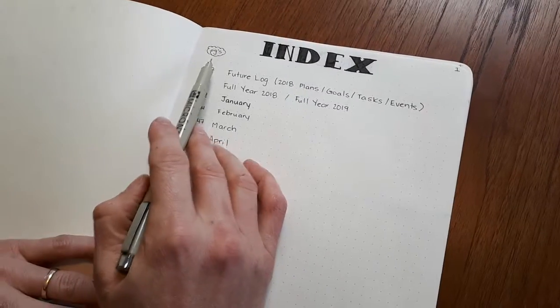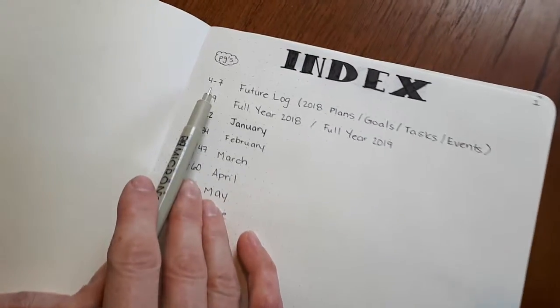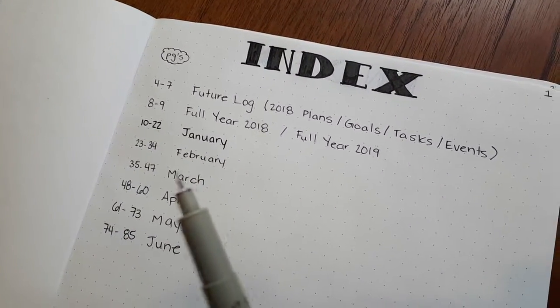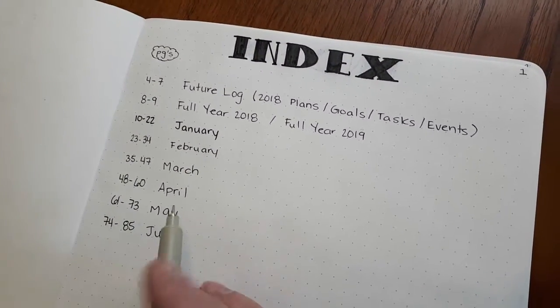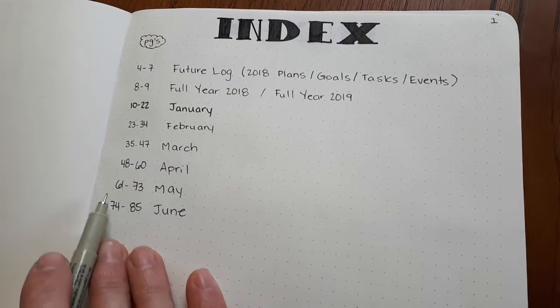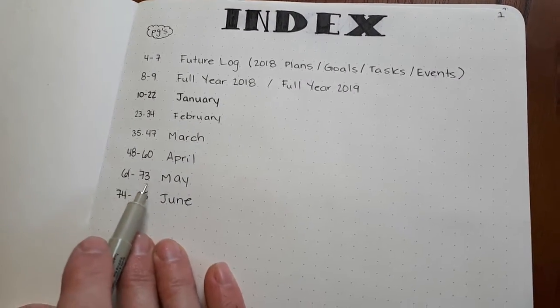Your index is what's going to indicate the page number and what's on it. I like to call it a table of contents personally, but you can call it whatever you'd like, but just know that this is where you're going to find, okay, if I'm looking for May, I know that it's in between the pages 61 and 73.